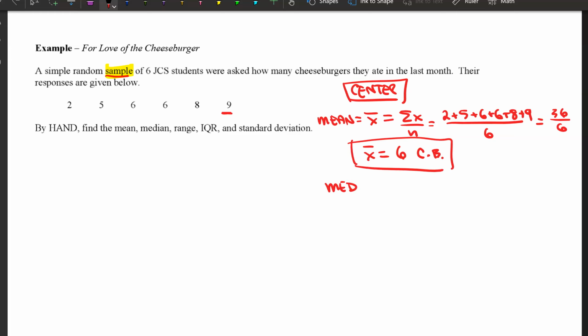Median. Median is going to be the middle number, so let's just, and this is ordered, thankfully, so let's just count to the middle. Boom, boom, boom. Even data, so it's going to be right in between those two, so that's going to be 6 cheeseburgers.